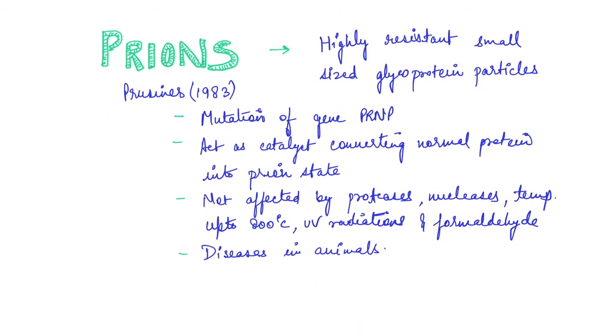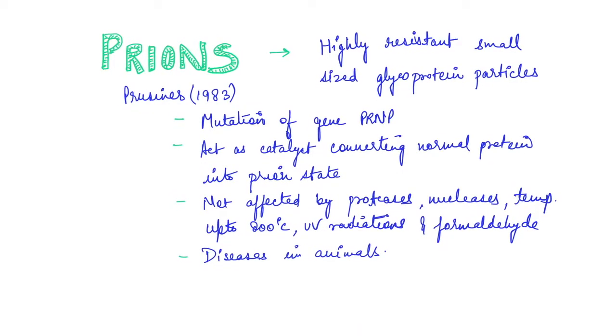Okay, so we have prions. Now what are these prions? Basically they are highly resistant, small sized glycoprotein particles. Like viroids were the smallest replicating RNA particles, now these are glycoprotein particles. It was discovered by Prusiner in 1983.